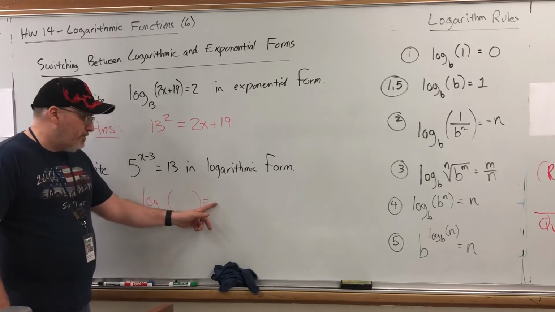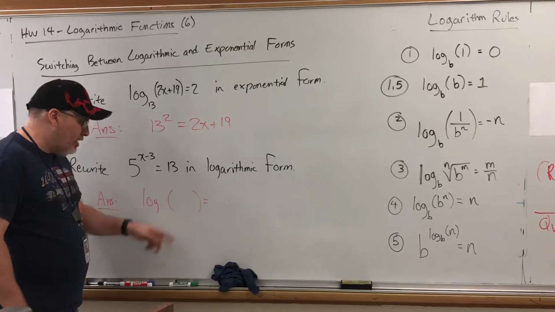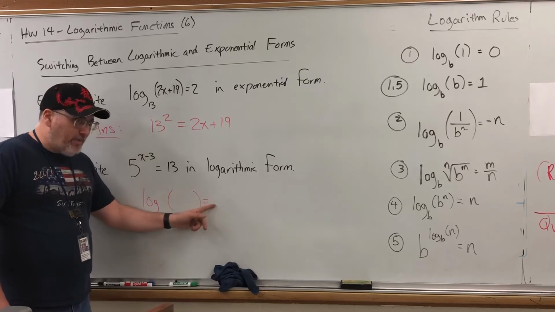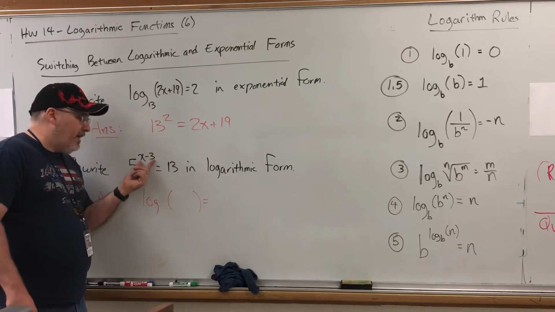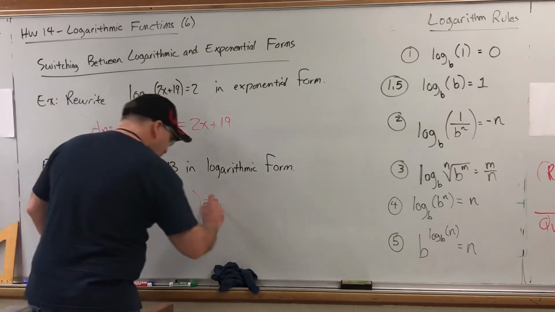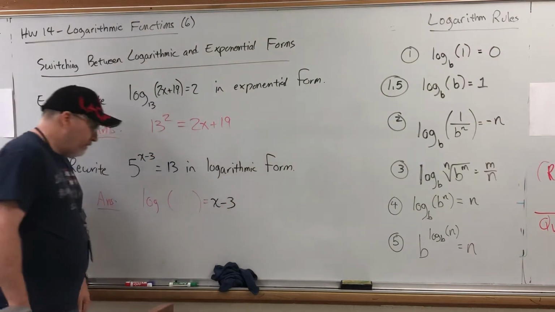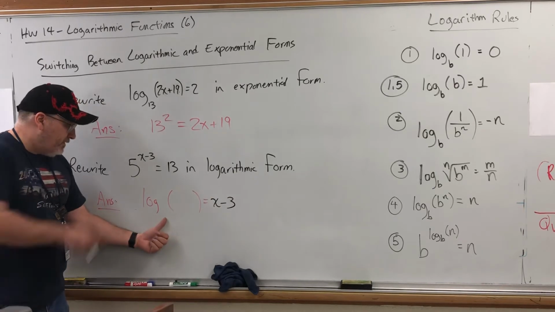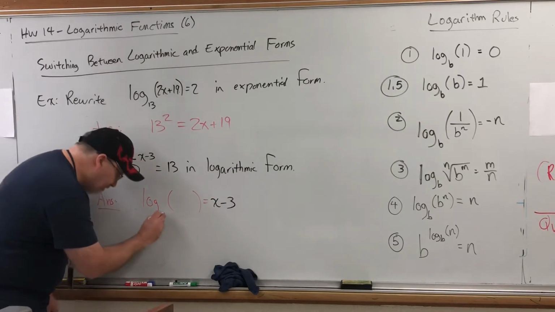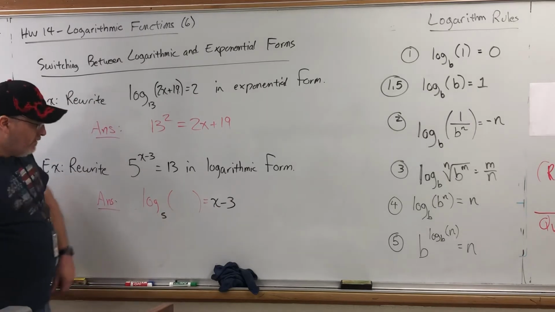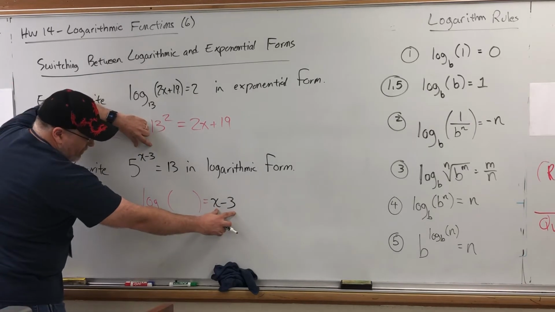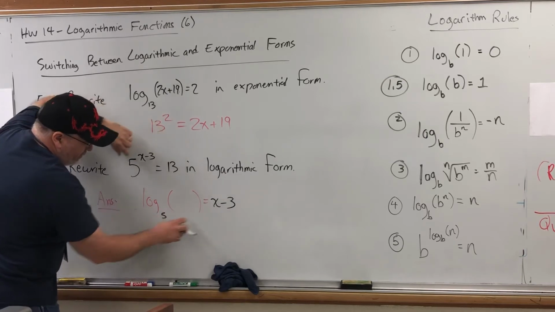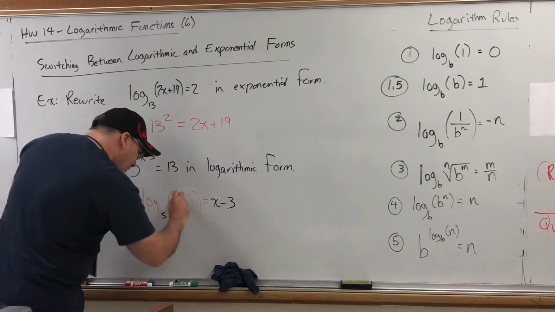The answer to a log is a power that turns the base into the argument. The answer to a log is a power. What's the power? X minus 3. The answer to a log is a power that turns the base. This power is on this base. The answer to a log is the power that turns the base into the argument. This power turns 5 into 13.